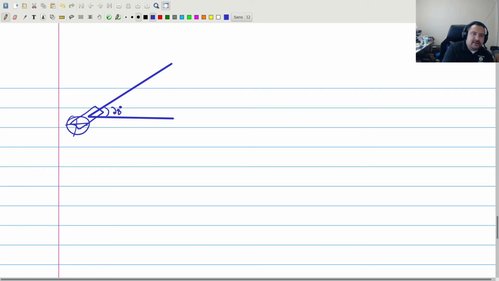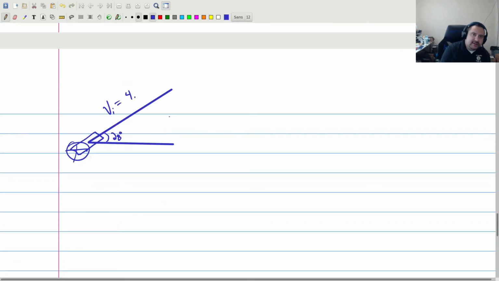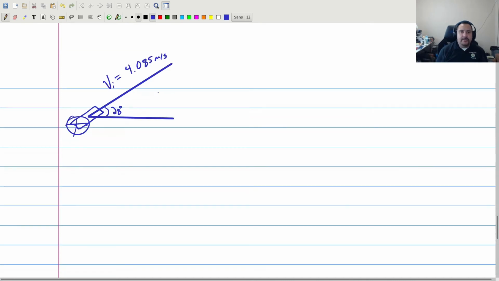Pretend that's 28 degrees. We know it's not, but figure not drawn to scale. 28 degrees right here. Okay, so if that's a 28-degree angle, this is going to be the same initial velocity we just found, 4.085 meters per second. And we are going to decide how far this thing is going to go.